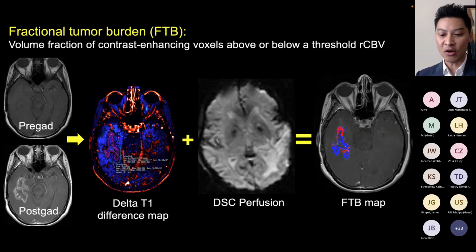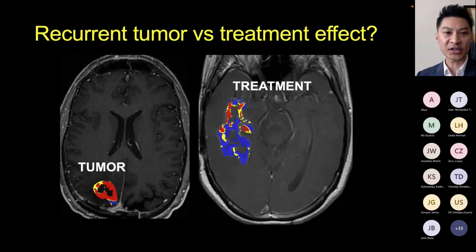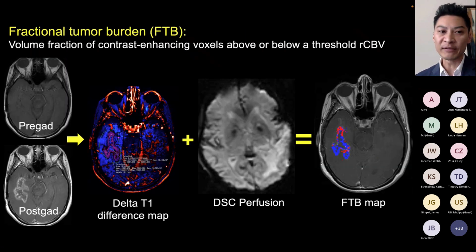So let's talk about what the map represents. This is fractional tumor burden. Just really briefly, it represents the volume fraction of contrast enhancing voxels above or below a set CBV. Again, you set that CBV. Anything above it, you color with one color of voxels. Anything below it, you color with a different color. So you have an idea of what different areas of the contrast enhancing volume look like.